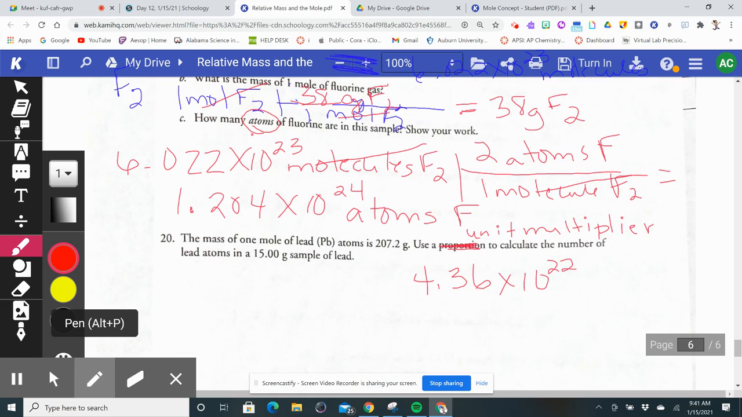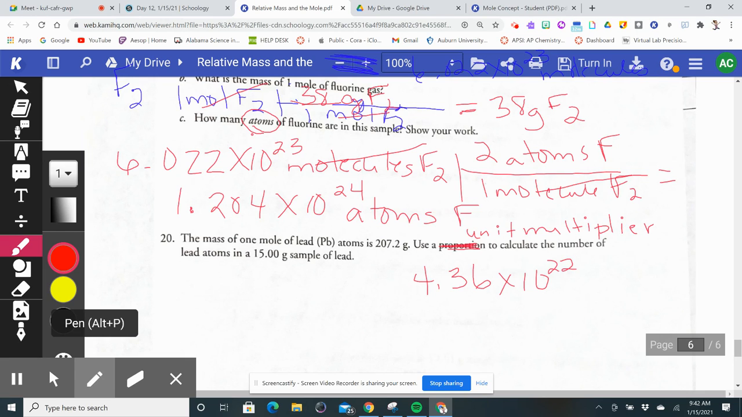So, start with what you're given. You know the atomic mass of lead, and you know that you have a 15 gram sample. So now, tell me how many atoms are in that 15 gram sample. Okay, we'll start there. We have 15 grams. We want to know how many atoms are in 15 grams, not how many atoms are in 207.2 grams. That's just information in case you didn't have a periodic table.